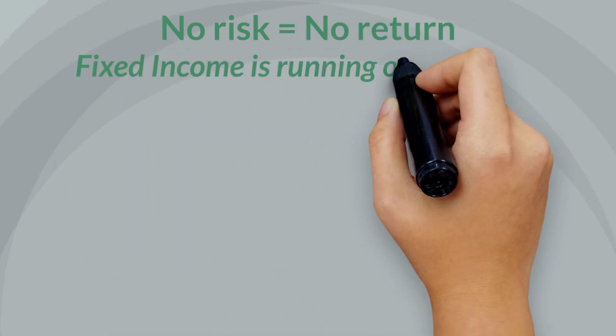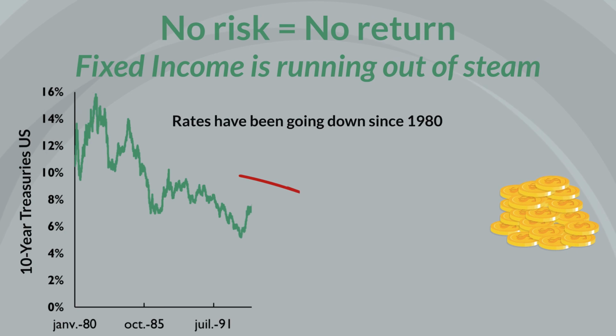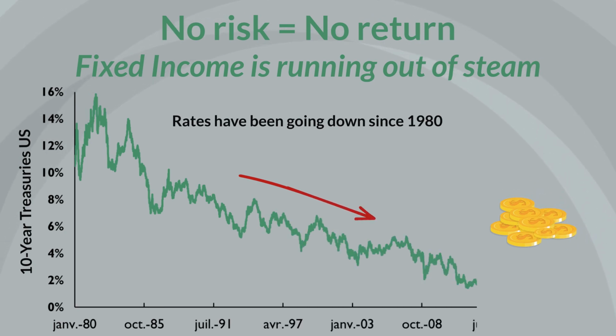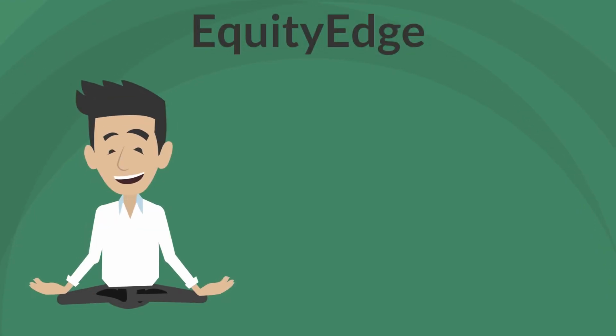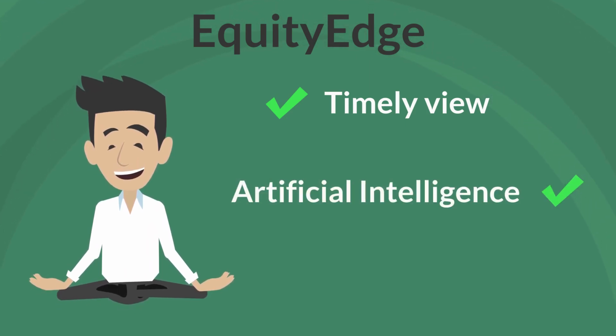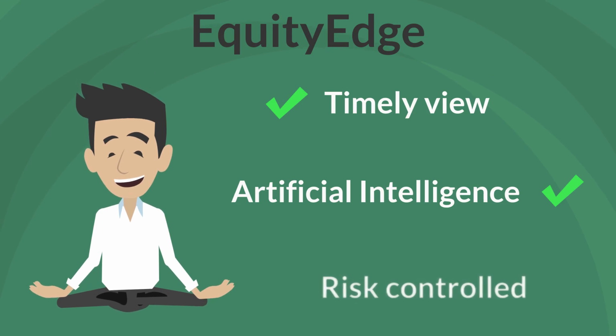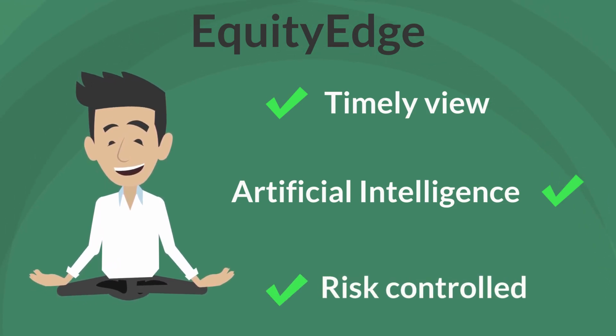Fixed income has been a steady source of performance for almost 40 years. It now seems to have limited juice left. From now onwards, it will take risk to get a positive return. Relax. EquityEdge should give money managers a timely view on these equity risks thanks to artificial intelligence. With this tool, generating performance in a risk-controlled manner becomes a real opportunity.